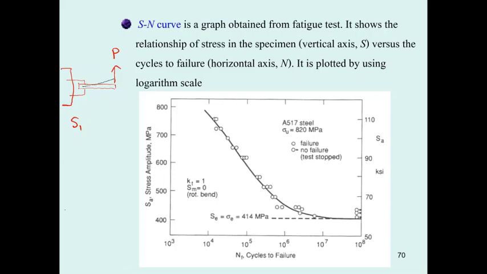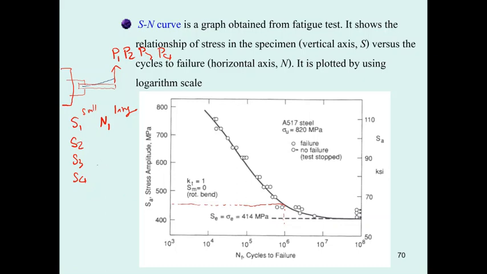If you increase this to sigma 2, sigma 3, sigma 4, you're going to get the stress corresponding to P1, P2, P3, and P4. And if you spin this structural member by the test, the S1 may fail at N1. If the stress is small, N1 is going to be large. For example, if your stress is small, you're going to get 1 million.